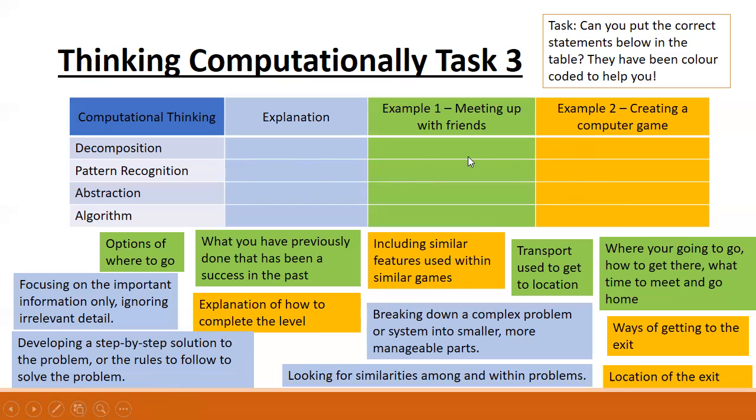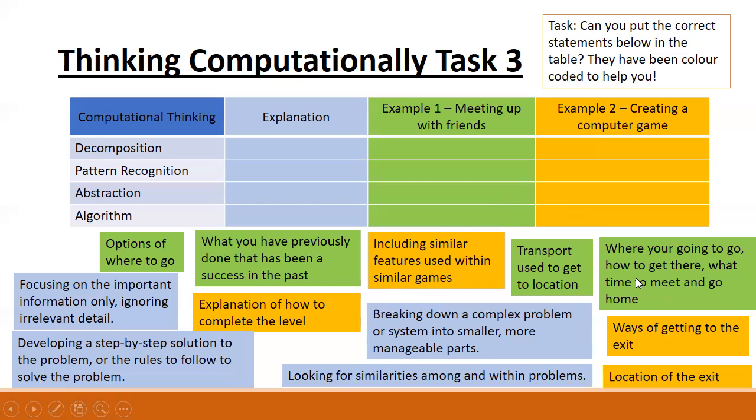So, decomposition, creating a computer game, explanation of how to complete the level. Would that be? Oh, no, that's not. I think this would be the start, wouldn't it? Ways. Yeah, so we come up with multiple ways. That would be our decomposition. Pattern recognition, have you ever done this before? There we go, similar. So it actually starts here, one, two, explanation of how to complete the level. That would be the last thing.